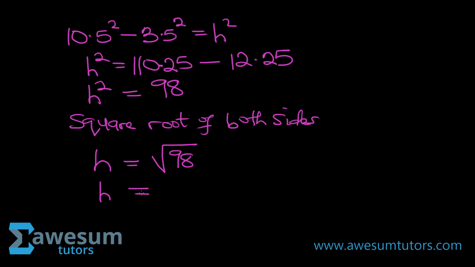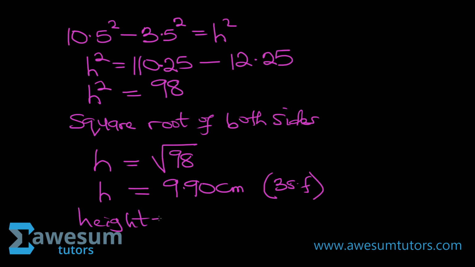Now, the square root of 98, if you use your calculator, is going to give you 9.90 centimeters. Remember, to 3 significant figures. So now that means your height is 9.90 centimeters. I hope you all understand that right now.